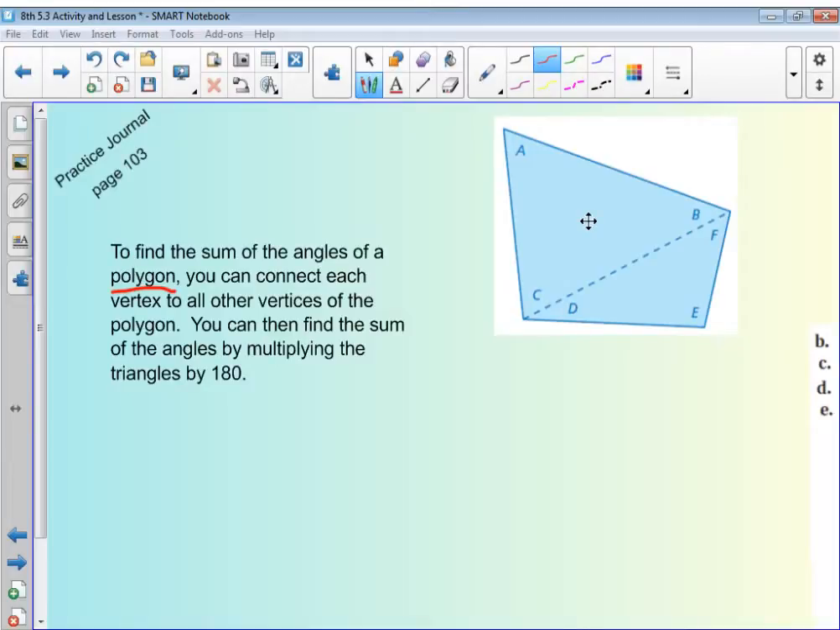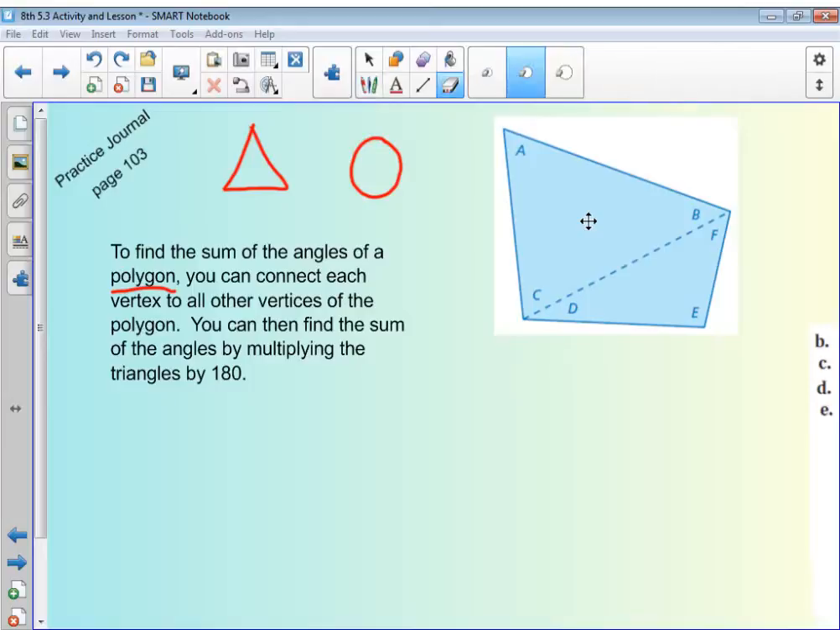Okay, so for example, a triangle is an example of a polygon. Okay, a circle is not considered a polygon because it does not have straight edges or straight sides. So it has to have straight sides and it must have at least 3 sides. Okay, so we're going to go ahead and now understand what they're talking about here.